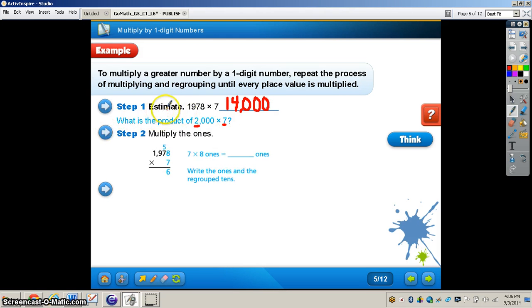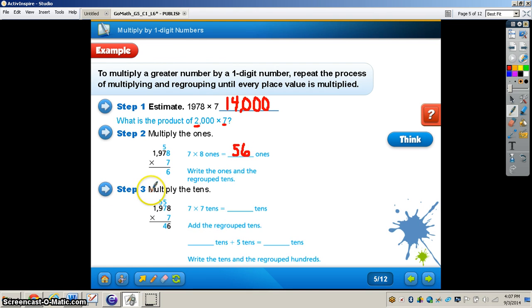Then you take that answer, you compare it to your final answer. Okay, now what we do, we're going to take a look at 1,978 times 7. The first thing we do is we multiply in the ones place. 8 times 7, we just break it down and we take one bite at a time. 8 times 7 is going to give me 56. Put my 6 in the ones place, carry my 5 over. We regroup. Okay, so 56 ones.